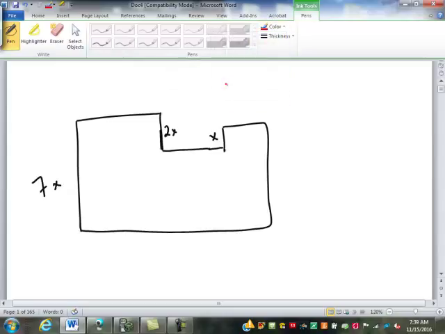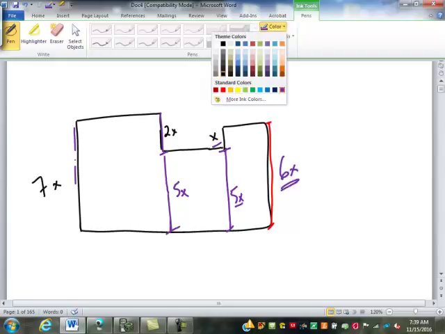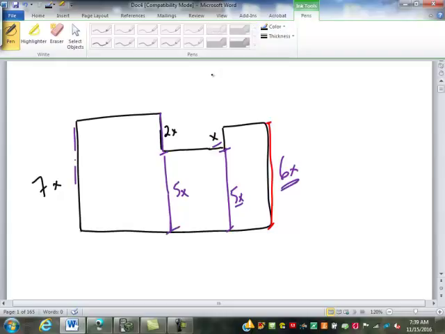So on this one, I want to know what's this dimension. What's an expression for that dimension? Well, if I knew this dimension, I could get to that. This dimension is going to be my 7x minus my 2x, which would be 5x. This would also have to be 5x then. So then this becomes 5x plus x, which would be 6x. Simple enough? Okay.